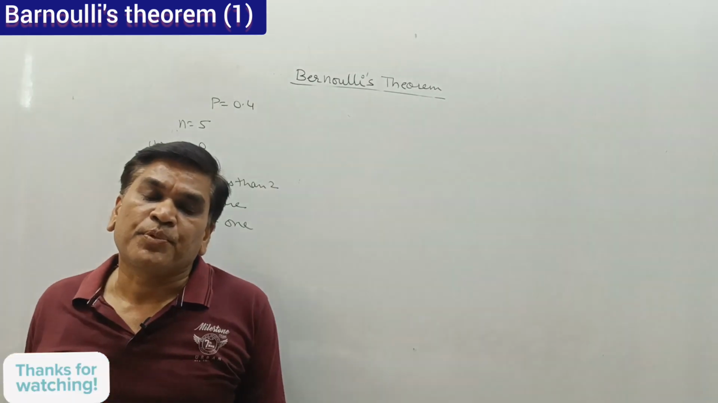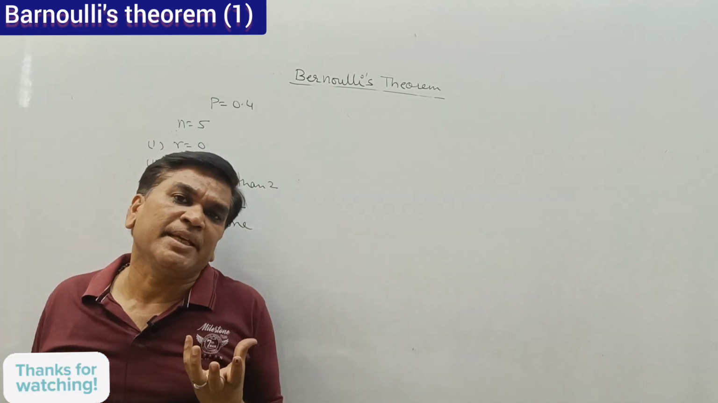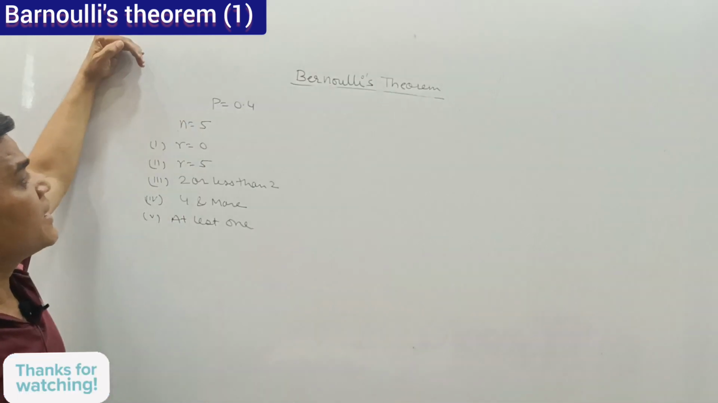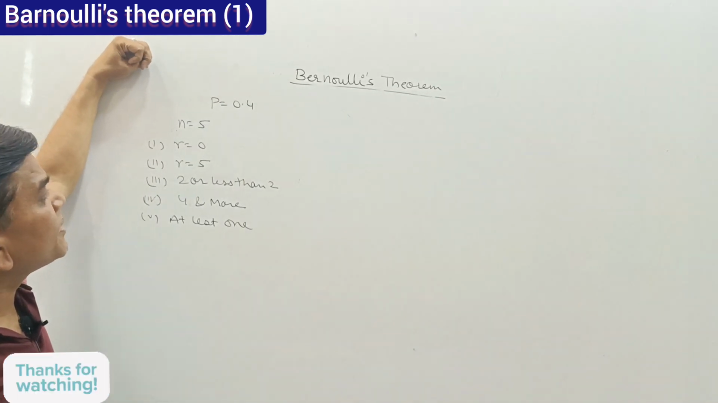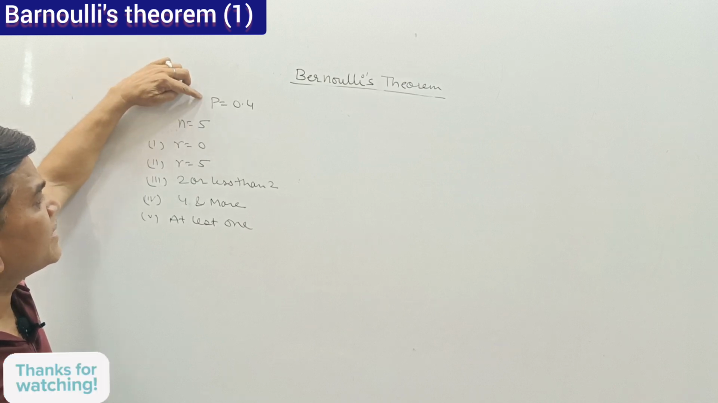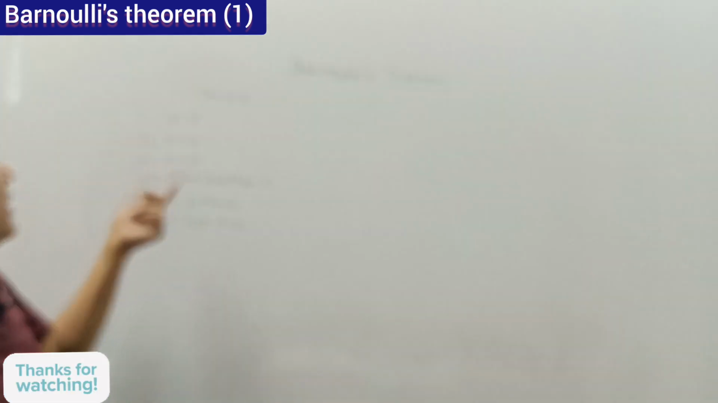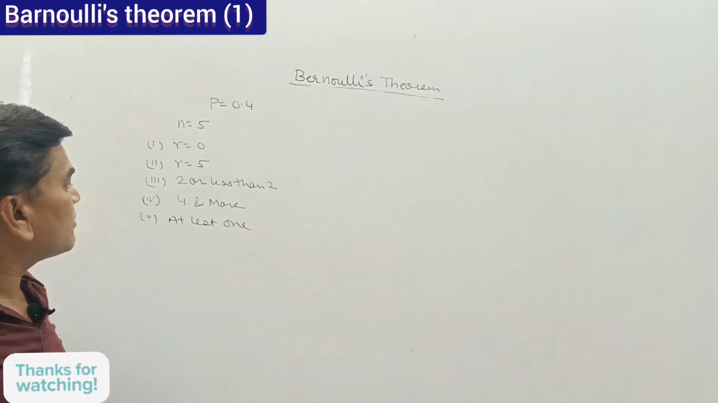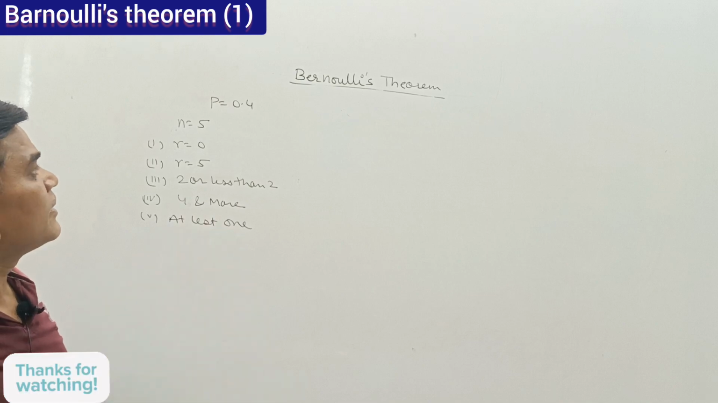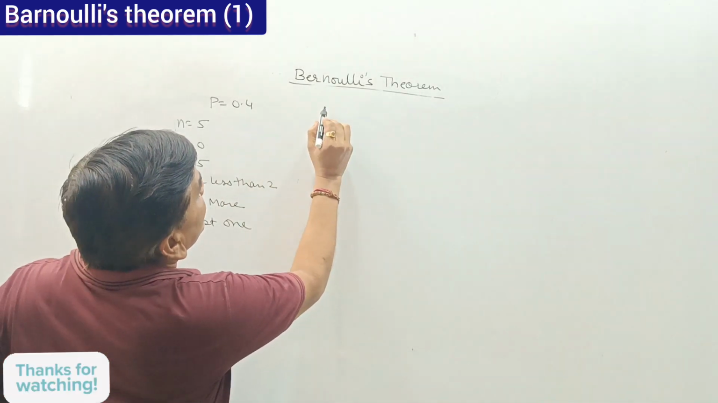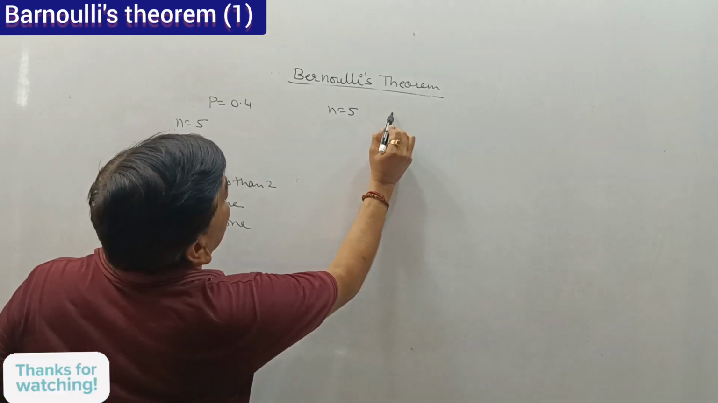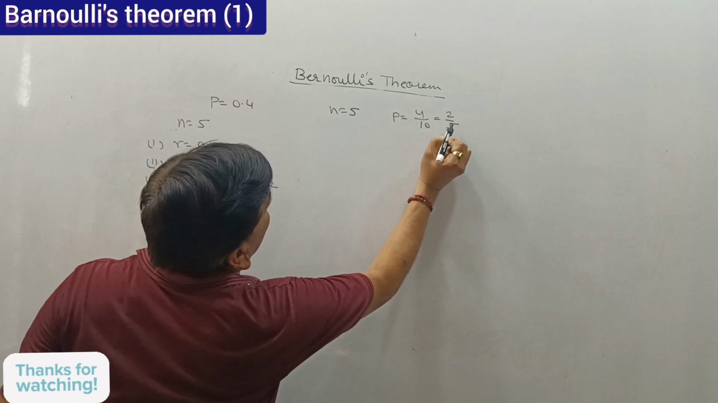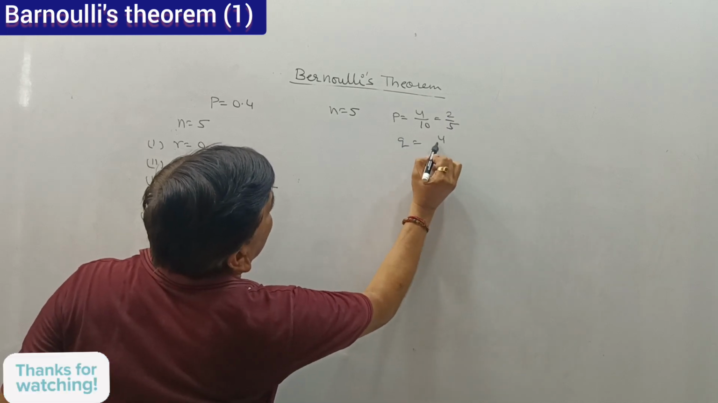The question is that the probability of a student getting a bachelor degree is 0.4. 5 students are giving the examination. Get the probability of getting 0 bachelor, getting all 5 bachelor, getting 2 or less than 2 bachelor, getting 4 or more than 4 bachelor, and at least 1. So here we will say n is equal to 5. Probability is 4 upon 10, that is 2 upon 5, and the value of q is equal to 3 upon 5.